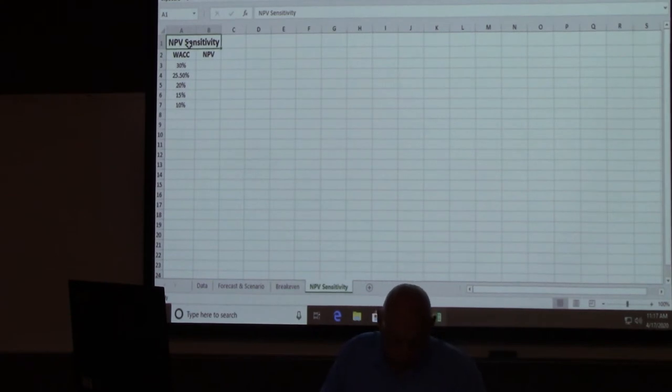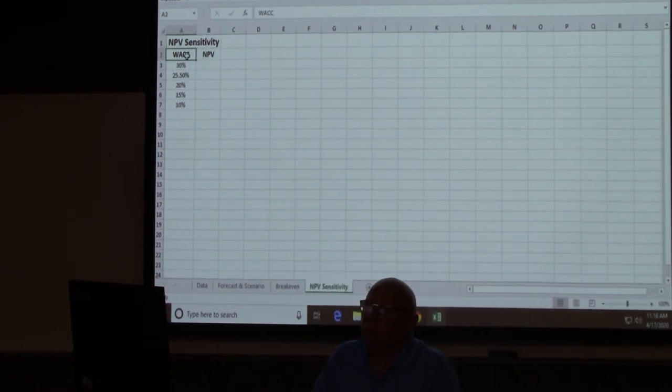So question number 8: how sensitive is the net present value of the project to the cost of capital? We're going to create a table and a line graph to show us the profile of the sensitivity of net present value to changes in the cost of capital. So, create a new tab here, hit that plus sign, and call it NPV sensitivity.